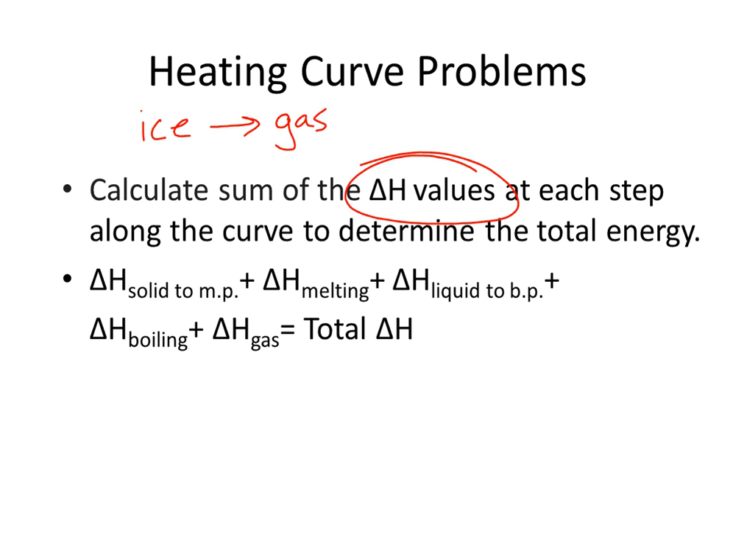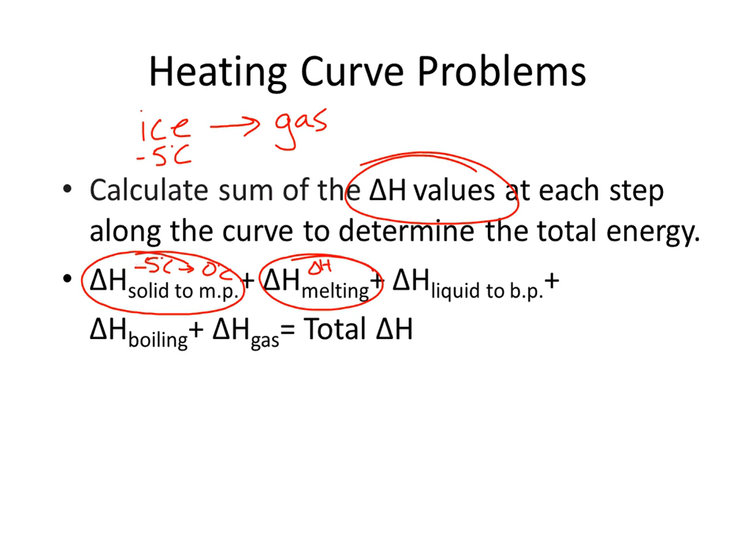One, if I have my solid, say my solid's at negative 5 degrees Celsius, well, here I have to raise the temperature of the ice to the melting point, which would be 0 degrees. If I'm going from negative 5 degrees Celsius to 0 degrees Celsius, that's a change in temperature. So I need to use MC delta T. Delta H of melting, well, it's a phase change, so there is no temperature change, which means I am not going to use MC delta T. I will use delta H of fusion.